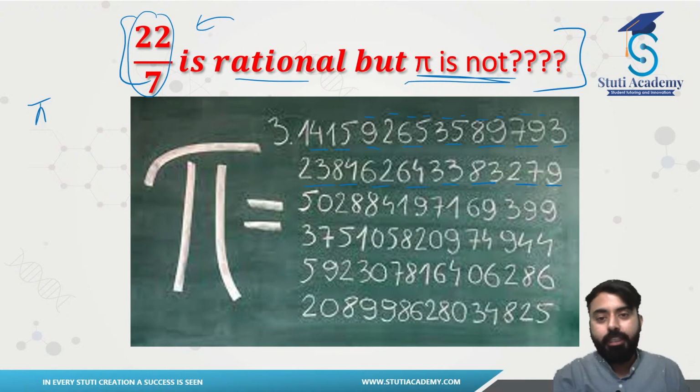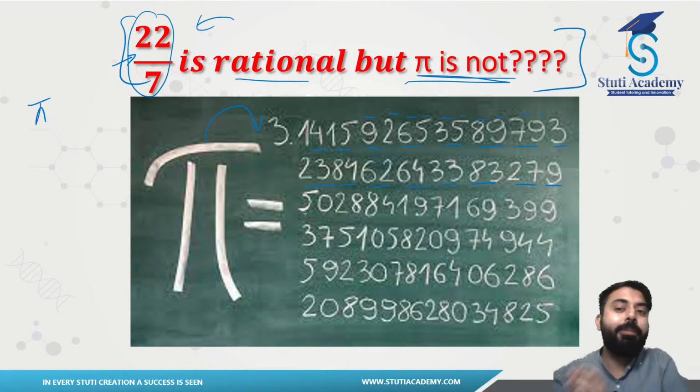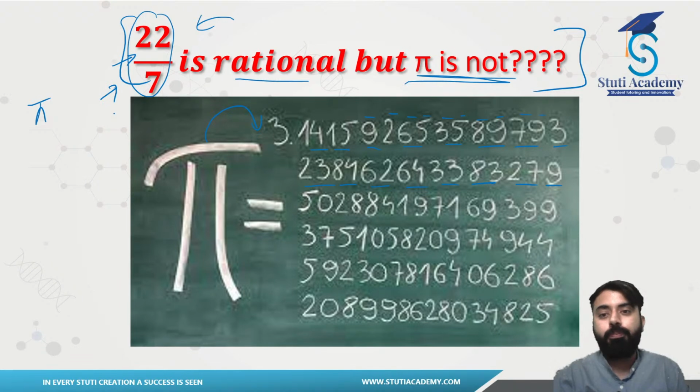So if this is the case, if pi truly is this one and if pi is irrational, then how could this be a rational? How could you represent a value which is non-terminating and non-repeating in the form of p/q? I've already told you that none of the values which are non-terminating and non-repeating decimal expansions can be represented in the form of p/q. So why is 22/7 given as the value?